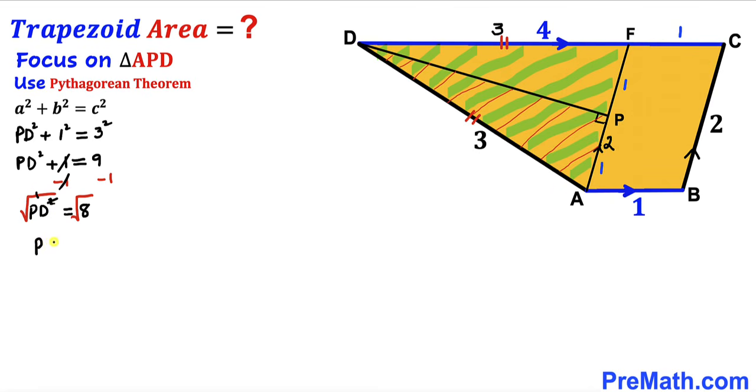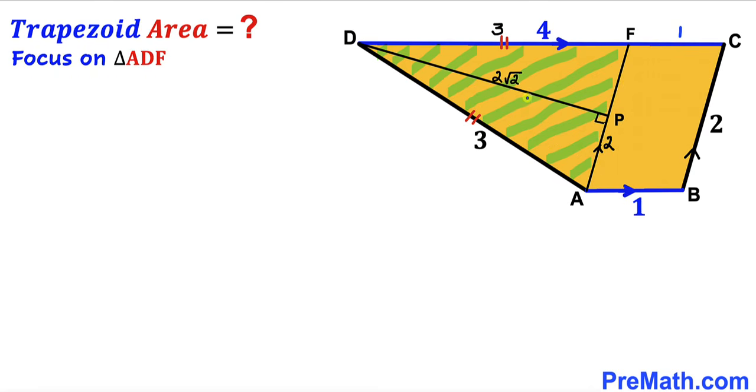So therefore, our PD length equals the square root of 8, which is the same as 2 times the square root of 2 units. So therefore, this side PD length turns out to be 2 times square root of 2 units. And now let's focus on this isosceles triangle ADF once again. And now we are going to calculate the area of this triangle ADF.